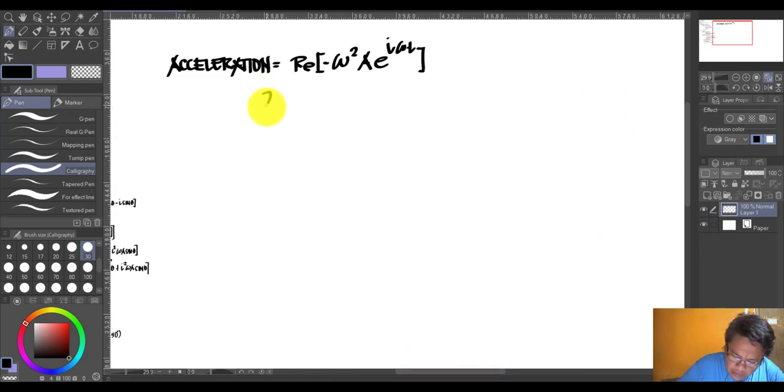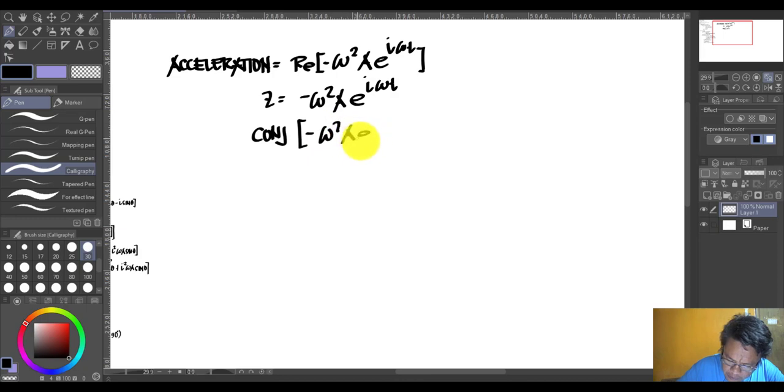Now my z function here will be equal to negative angular velocity squared, a raised to i angular times time. Then the conjugate of this, the conjugate of my negative angular squared a e, that will be i angular times time. So this will be equal to negative angular squared.